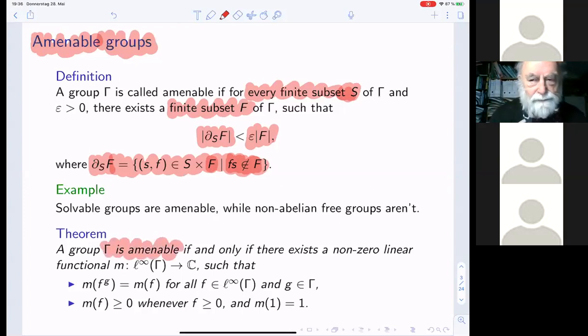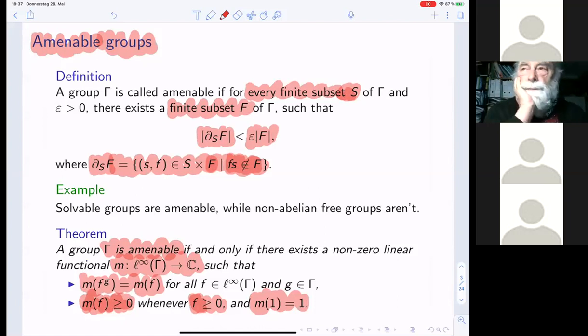A group is amenable if and only if there exists an equivariant or invariant mean on the space of bounded functions on the group. So it means that if you shift your function, it still gets the same mean. And whenever the function is positive, the mean has to be non-negative, and it's normalized. So this is all well known. There are just various characterizations of amenability which are useful in different situations.